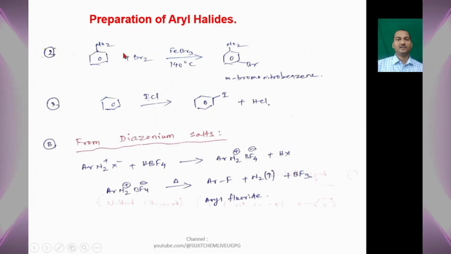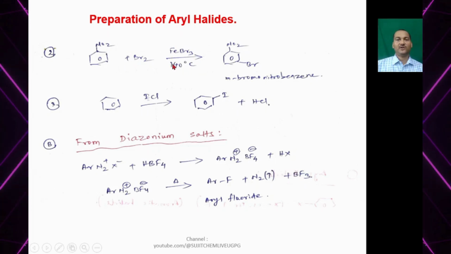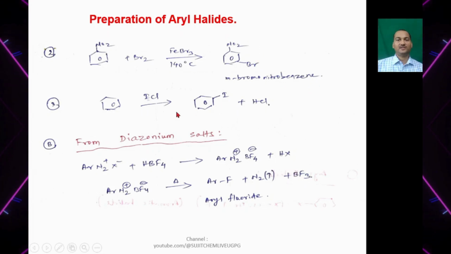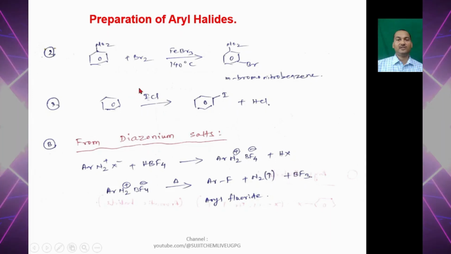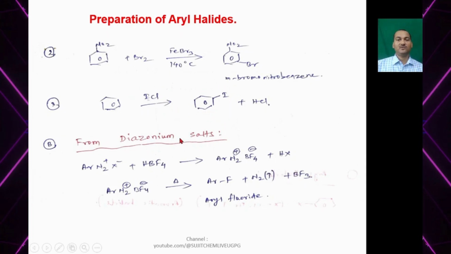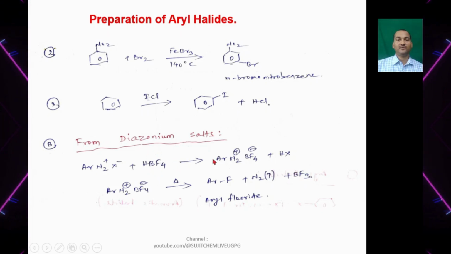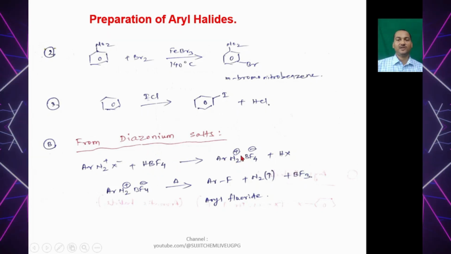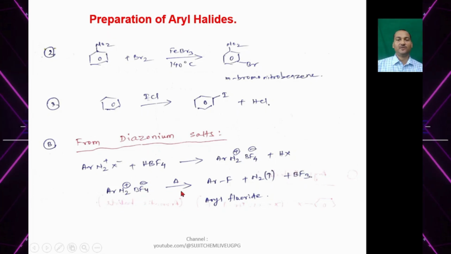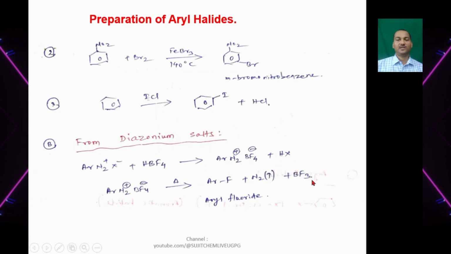Similarly, nitrobenzene can react with bromine in presence of FeBr3 at 140 degrees Celsius. You can get metabromo-nitrobenzene. Similarly, benzene can react with ICl giving rise to iodobenzene. Similarly, from diazonium salt we can prepare: ArN2+X- can react with HBF4 giving rise to ArN2+BF4-. If we heat this compound ArN2+BF4-, we get ArF, aryl fluoride, plus nitrogen plus BF3.